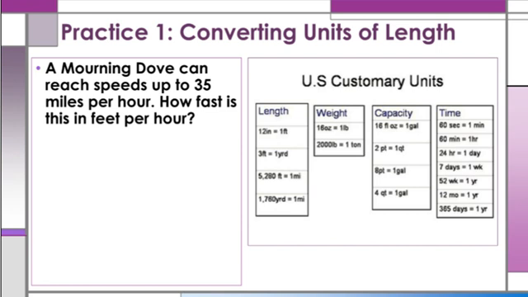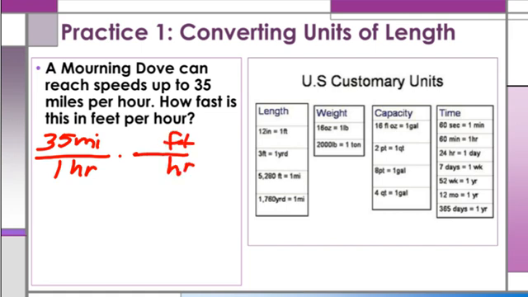A mourning dove can reach speeds of up to 35 miles per hour. How fast is this in feet per hour? So 35 miles per 1 hour. I want to convert that to feet per hour. So in my answer, I need feet on top and hour on the bottom. I already have hour on the bottom. I need to get rid of miles on top.